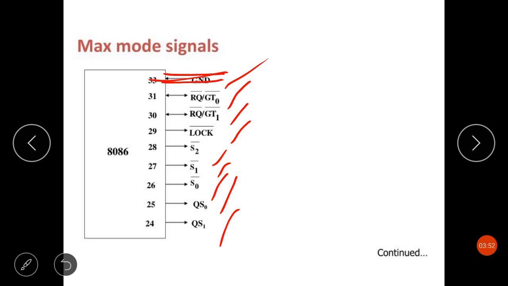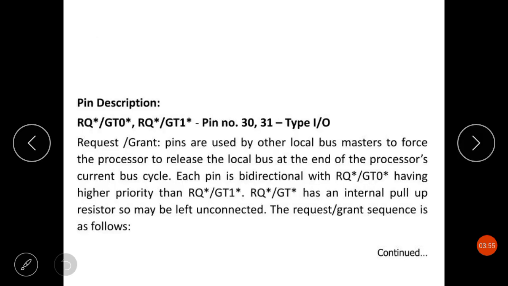So the first pin that I am going to discuss under this maximum mode is RQ bar slash GT0 bar or RQ bar slash GT1 bar, that is pin number 30 and 31. It is an input output type pin, meaning RQ bar is the input pin and GT0 bar is the output pin. So in the maximum mode, the HOLD and HLDA pins are replaced by RQ bar slash GT0 bar, that is bus request or bus grant, and RQ bar slash GT1 bar signals.